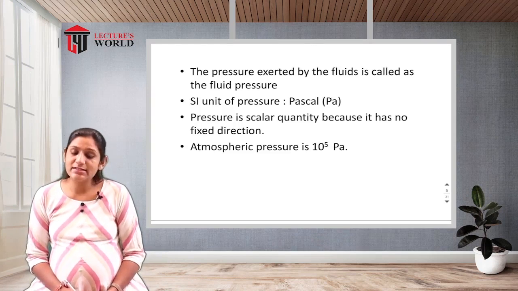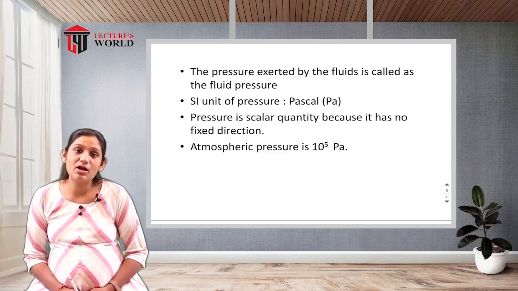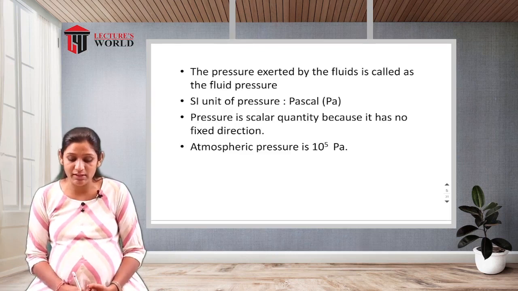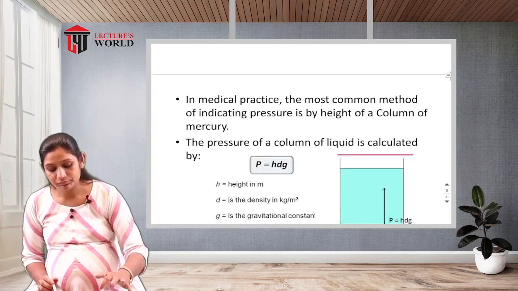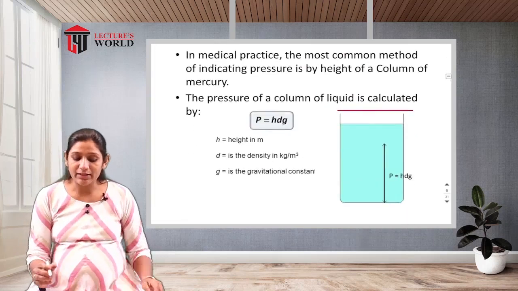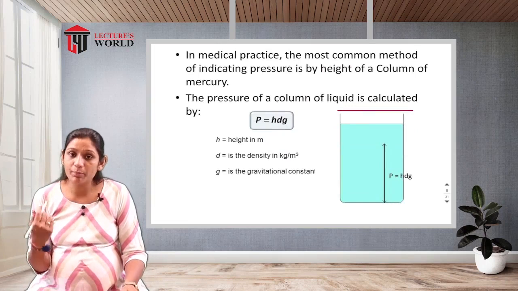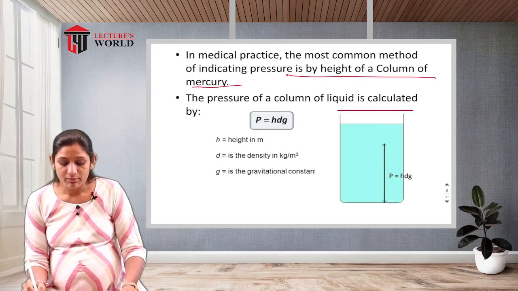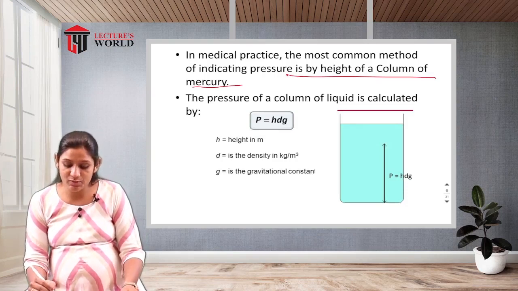Atmospheric pressure is 10⁵ Pascal. This is the amount of atmospheric pressure observed on the human being. In medical practice, the most common method of indicating pressure is by the height of a column of mercury, which is observed by the column of mercury pressure. By these conditions we have to identify.